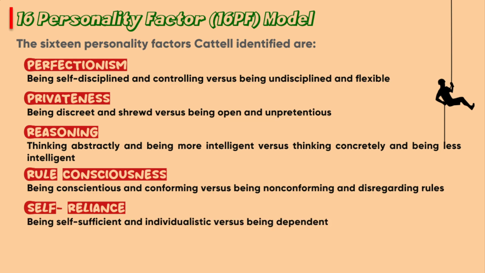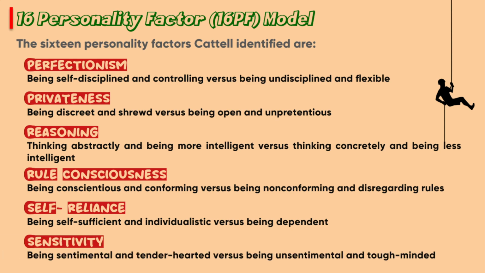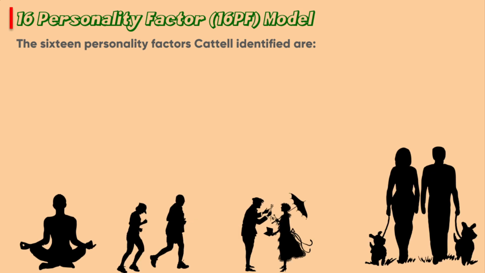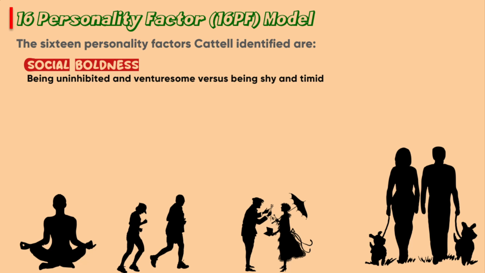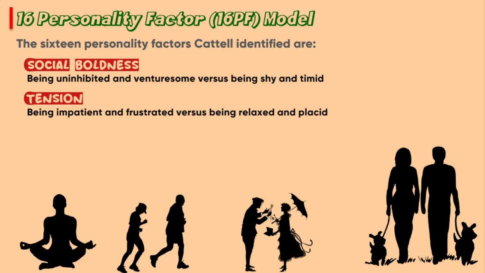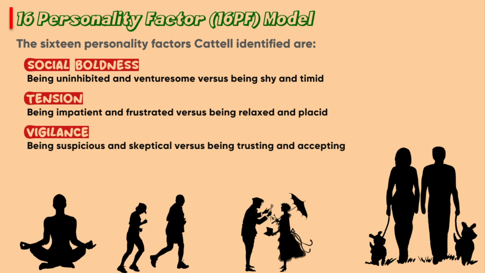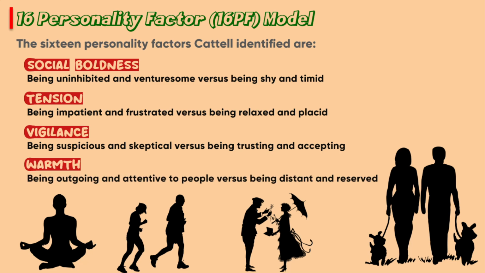Self-reliance, that is being self-sufficient and individualistic versus being dependent. Sensitivity, that is being sentimental and tender-hearted versus being unsentimental and tough-minded. Social boldness, that is being uninhibited and venturesome versus being shy and timid. Tension, that is being impatient and frustrated versus being relaxed and placid. Vigilance, that is being suspicious and skeptical versus being trusting and accepting. Finally, warmth, that is being outgoing and attentive to people versus being distant and reserved.